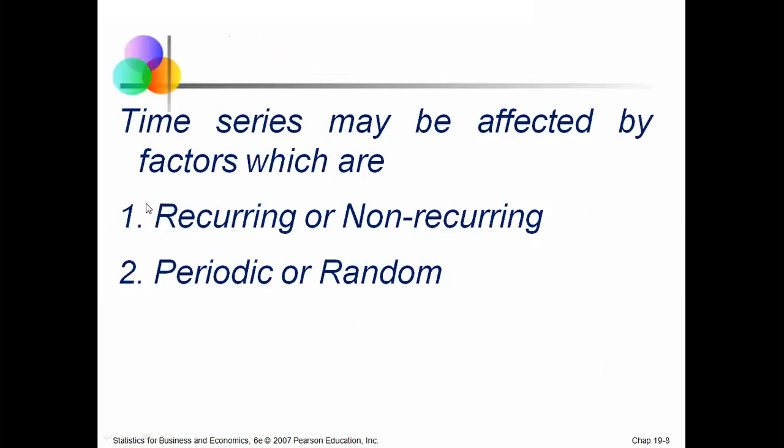A time series may be affected by factors. There are recurring and non-recurring factors. As I told you, a time series is affected by some factors. Some are known factors, some are unknown factors which can influence the time series data, such as recurring and non-recurring factors. And the second one is periodic and random factors. Periodic means factors that influence the time series data frequently. Then there are factors that randomly affect the time series data.